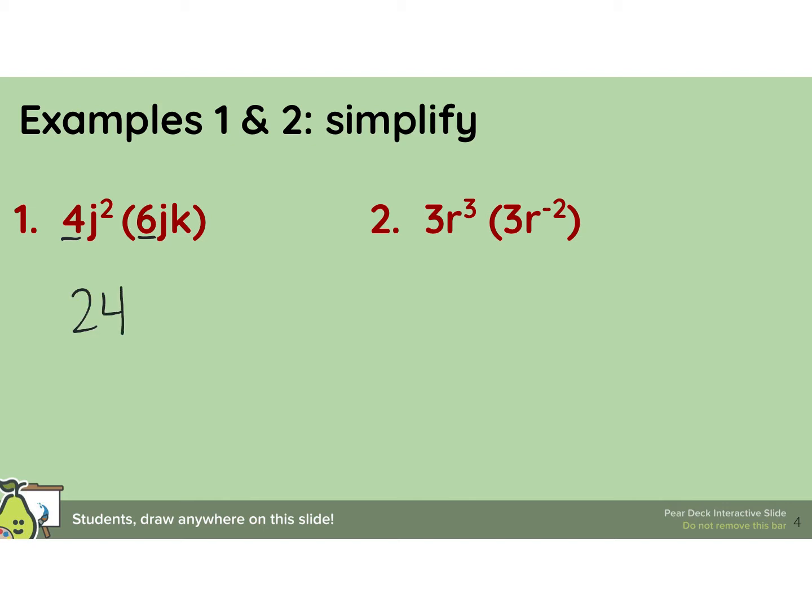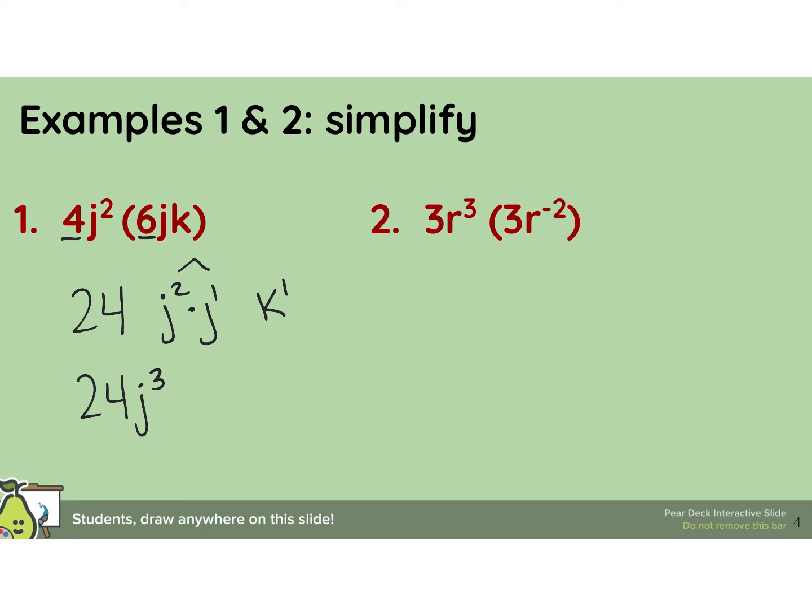Now, we're only going to multiply the same letter together, so we can do the j's. So we have a j squared and a j, and then we have a k all by itself. So this is to the first power, and this is to the first power. So for the j's, I'm going to add these two together. So it's going to be 24, and 2 plus 1 is 3. So I've got 3 j's.